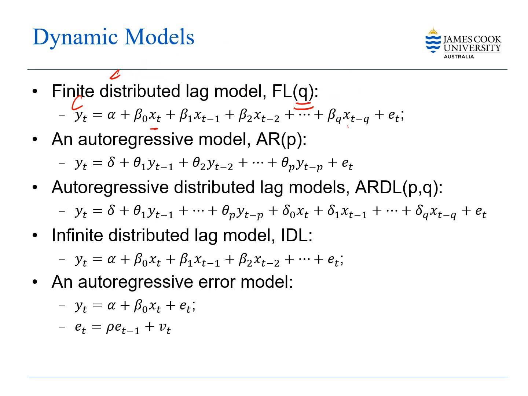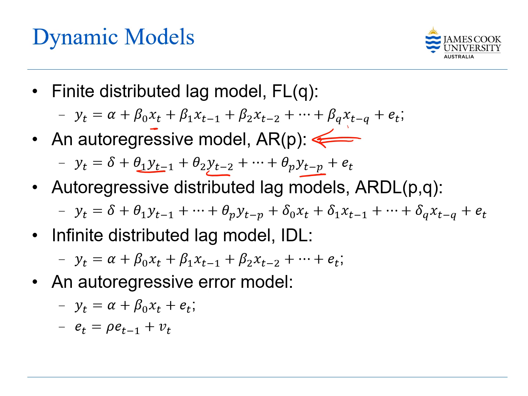We could have AR models. We already studied them previously. So y does not depend on x now, but it depends on its own lag. That's why it's called autoregressive up to period p. So an autoregressive model of order p.